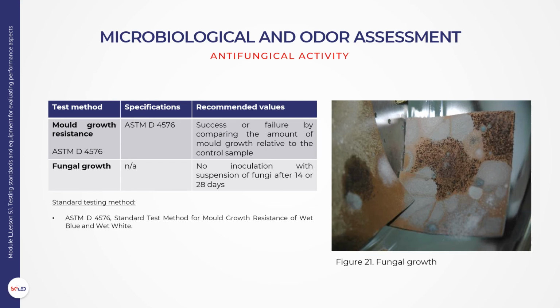The mold growth resistance is evaluated by simultaneously running a control of known resistance with the sample that is in evaluation. Success or failure is determined by the amount of mold growth relative to the control. The fungal growth test method is based on fungal growth in temperature and humidity conditions. Another approach is to evaluate the fungal growth in conditions of temperature and humidity, during a defined period of time, 14 to 28 days, with no inoculation with suspension of fungi.